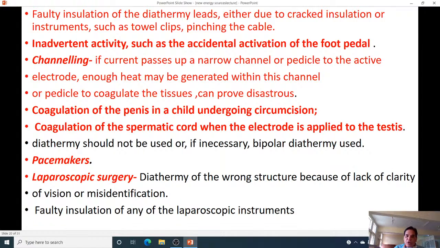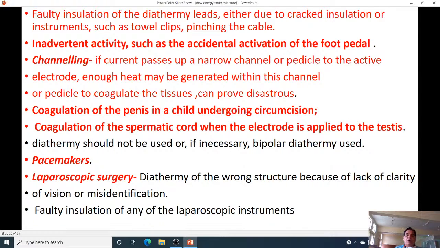Always remember, monopolar cautery should not be used in circumcision in a child. Because if you use that, the electric current has to go back to the return pad and it has to channel through the penis, through the corpora. That is why there can be burning of the penis. Remember, never take the risk. Monopolar, never for circumcision. Also, it should not be applied to the testes, because from the testes it is going through the narrow channel of the spermatic cord. So the spermatic cord can burn if you use monopolar on the testes. So the two conditions where it is contraindicated are circumcision and surgery of the testes. Monopolar should never be used. If you need some cautery for that, bipolar diathermy should be used.